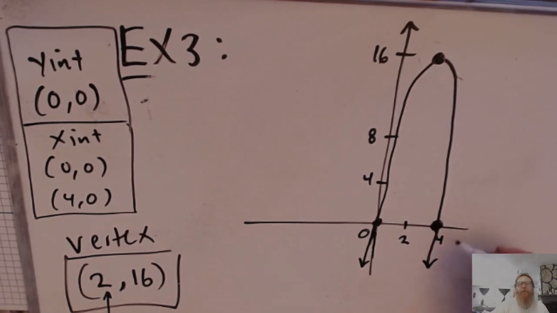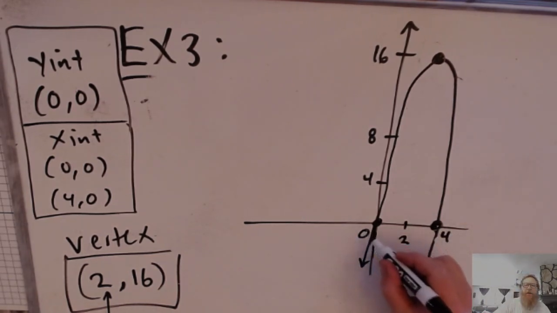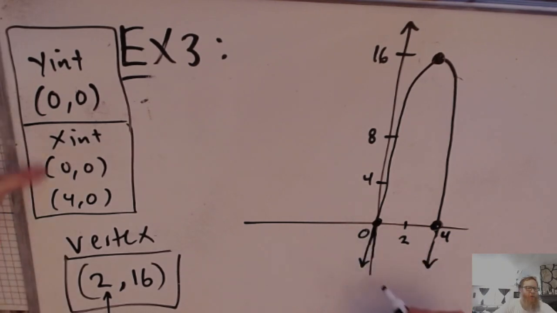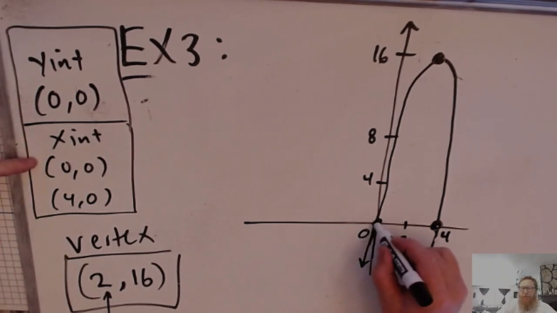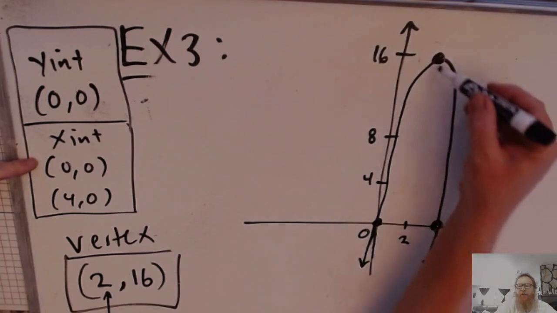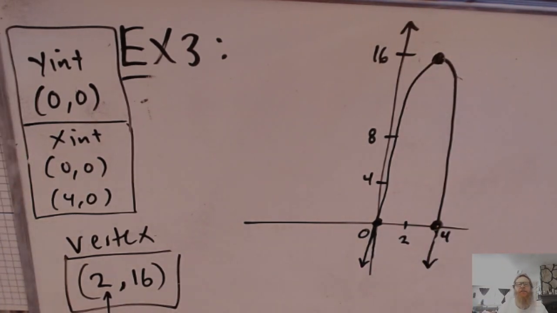All right. So you got your x-intercept at 4. You got your other x-intercept at 0, which is also a y-intercept. So the 0, 0 counts as both. You got your vertex at 2 and 16. And so you're good to go.